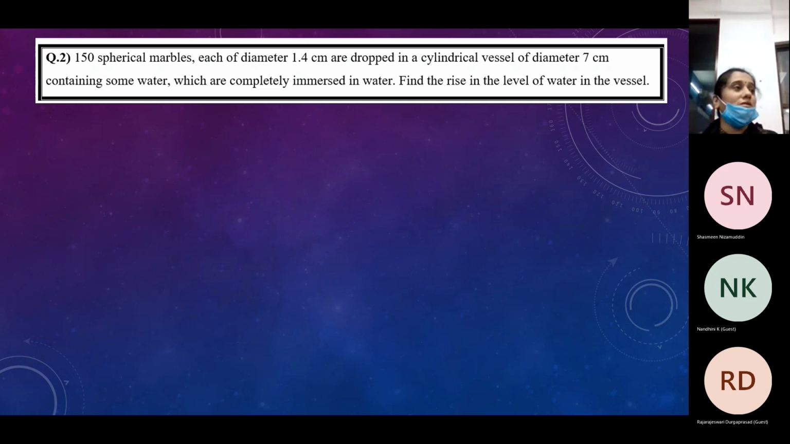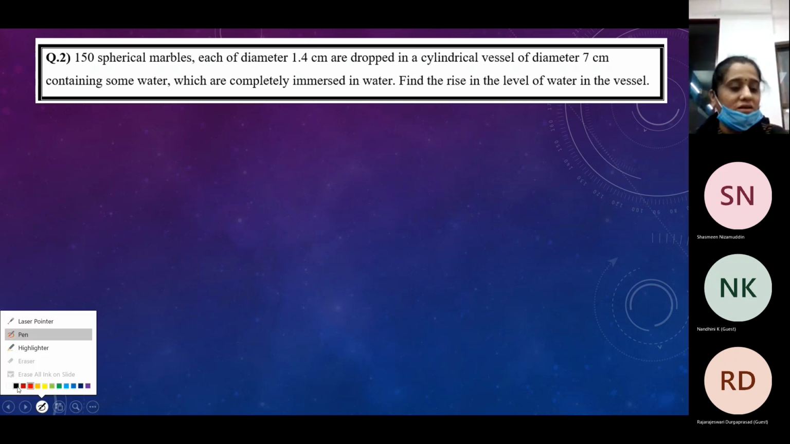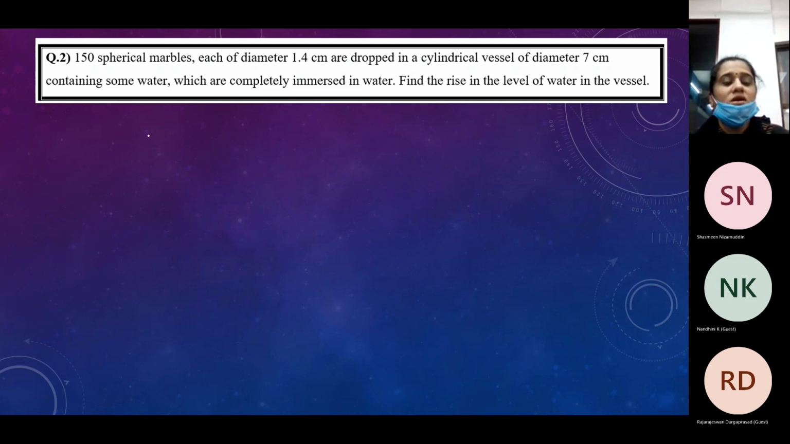150 spherical marbles, each of diameter 1.4 centimeter, are dropped in a cylindrical vessel of diameter 7 centimeter containing some water, which are completely immersed in water. That is, the marbles are completely immersed in water. Find the rise in the level of the water in the vessel. Now, let's just recall some certain things from 9th standard. All of you look at the board. Online children, look at your screen.